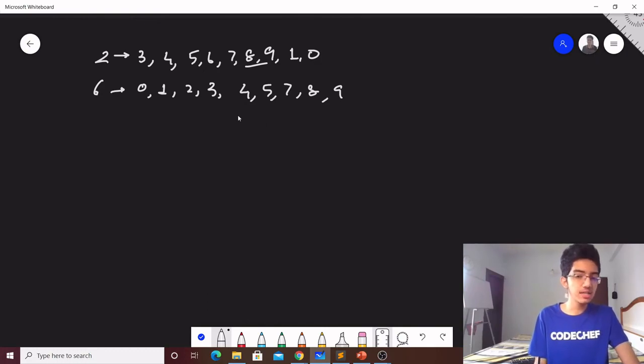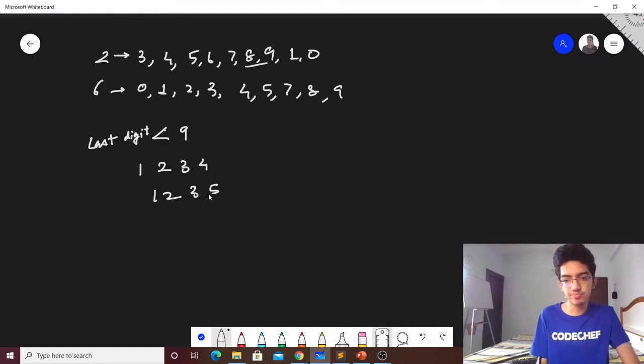And there are multiple ways to change the number. I will give a very easy way to change this number. If the last digit is less than 9, then increment the last digit. That is, if a number is 1, 2, 3, 4, then make this number 1, 2, 3, 5. If a number is, say, 37, make it 38. If a number is 410, make it 411.